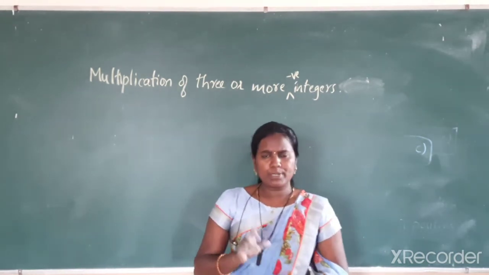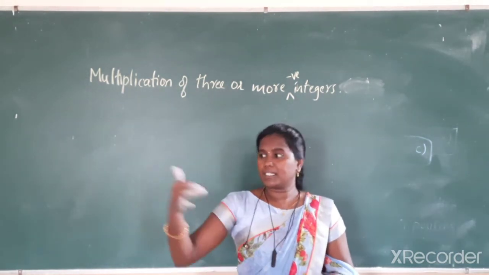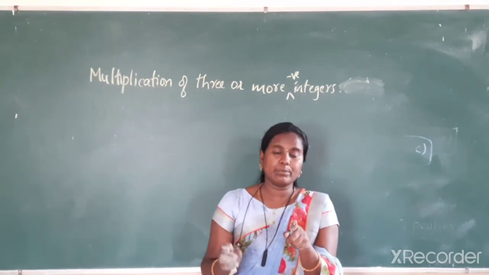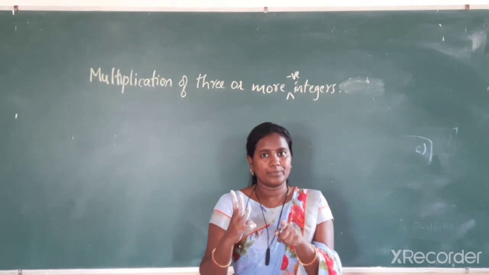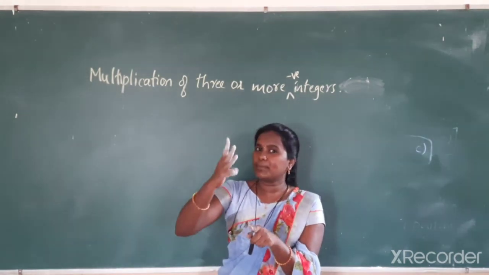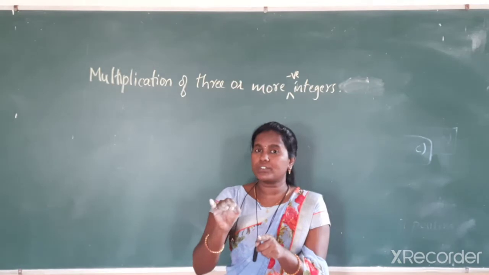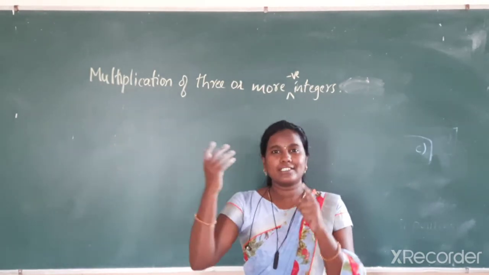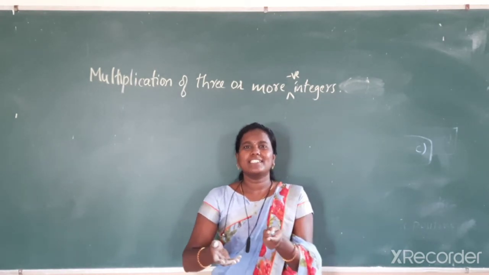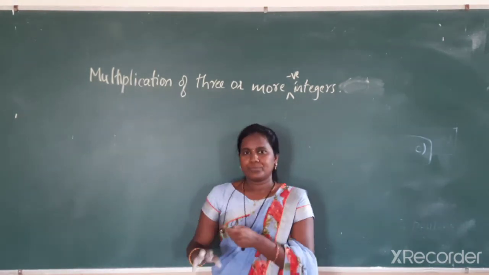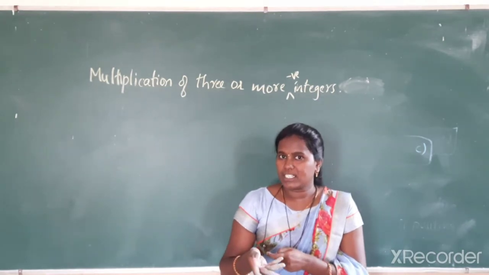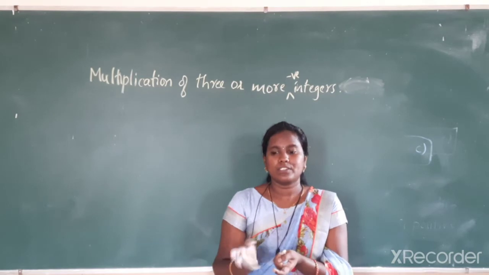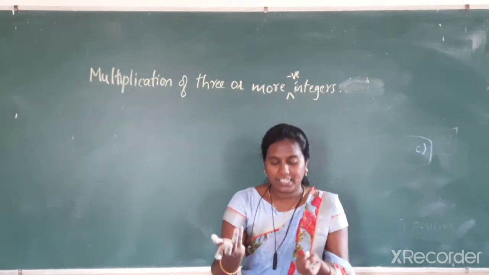If you multiply two positive integers, the answer is again a positive integer. If you multiply three positive integers, the answer is again positive. If you take four positive integers, the answer is positive. If you take 10 positive integers, the product is again positive. But if you take two negative integers, the answer is positive. If you take three negative integers, or more than three, what happens? Let us see.